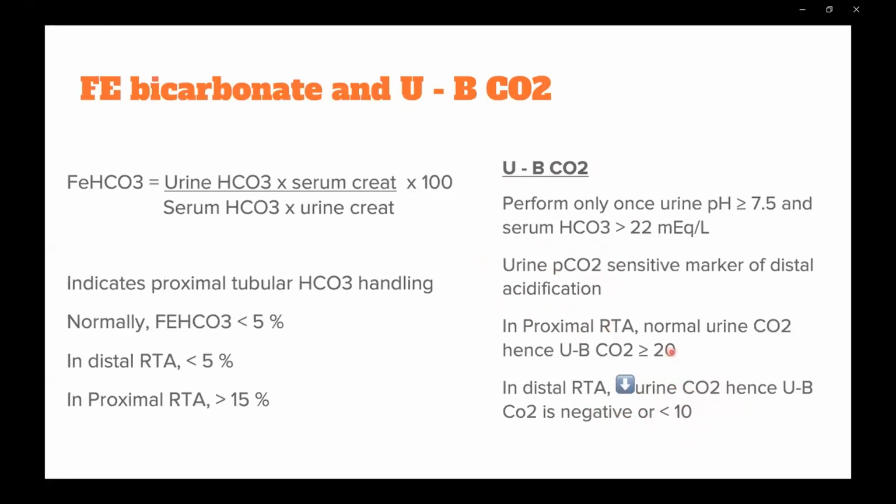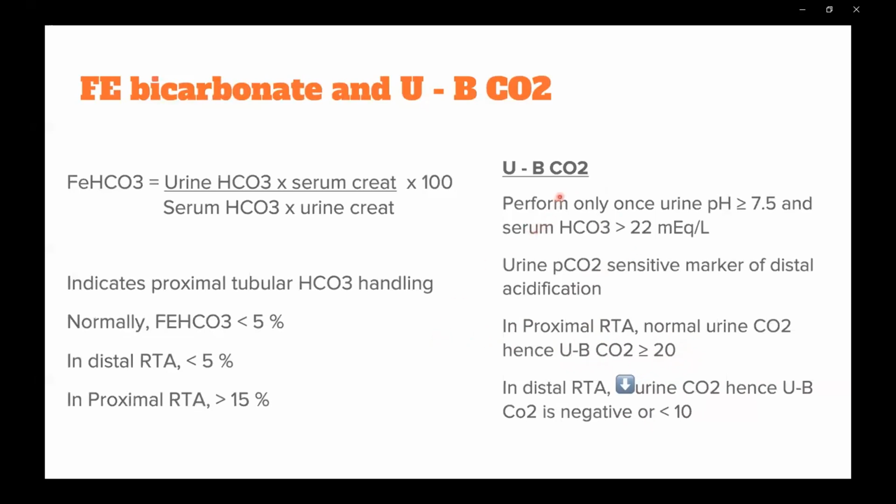Whereas in proximal RTA, the distal acidification mechanisms are intact, so PCO2 formation is not really affected. So the urine values are much more than blood, and the U minus B CO2 difference is definitely positive and is almost always more than 20. So this is a simple test to perform. This test helps us identify whether it is a distal RTA or proximal RTA.